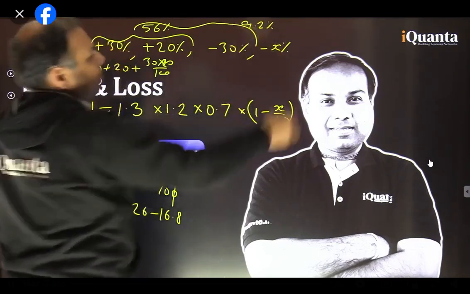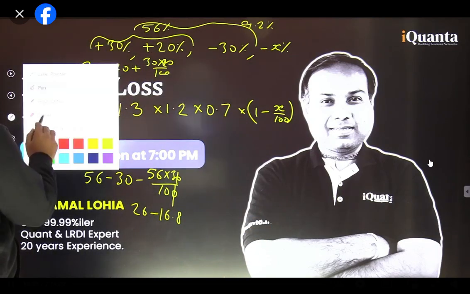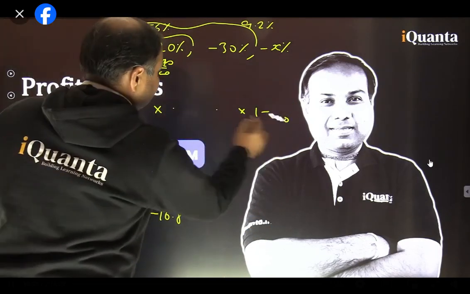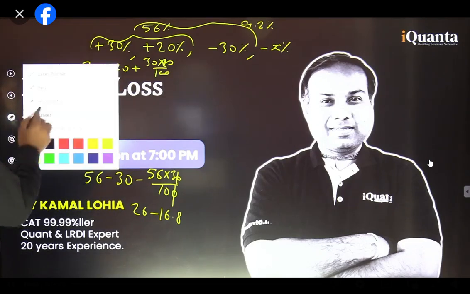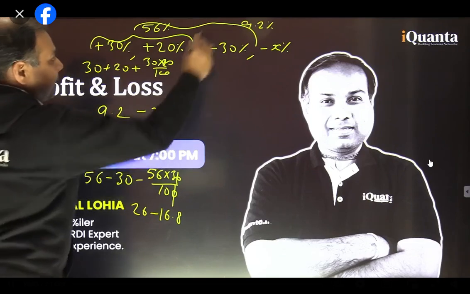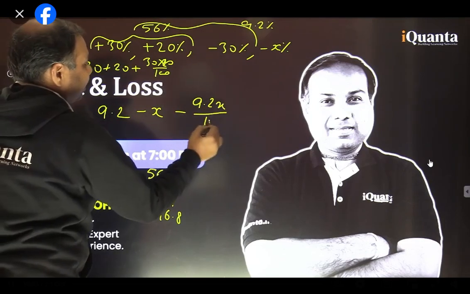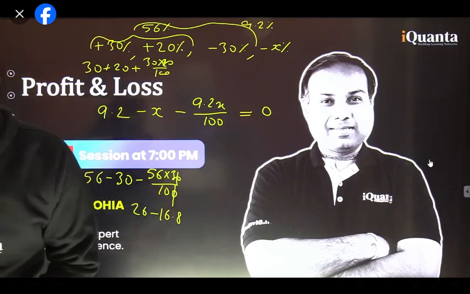And this minus x, club them and that should be 0. So the final expression looks something like this: 9.2 minus x minus 9.2x by 100, and that should come out to be equal to 0. Simplify and get the value of x. That's your answer.